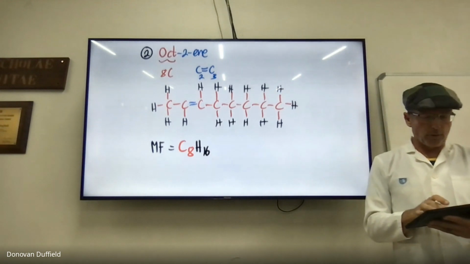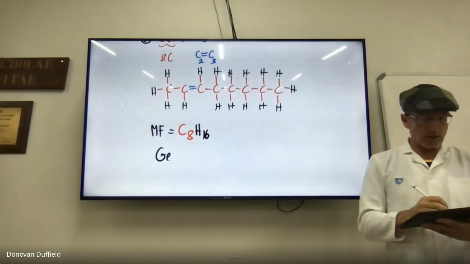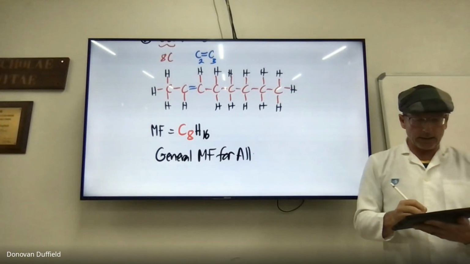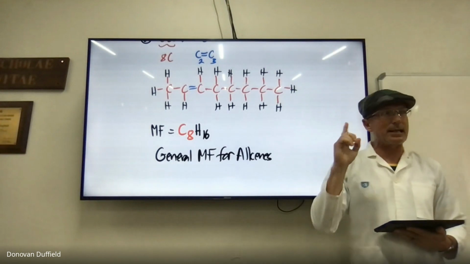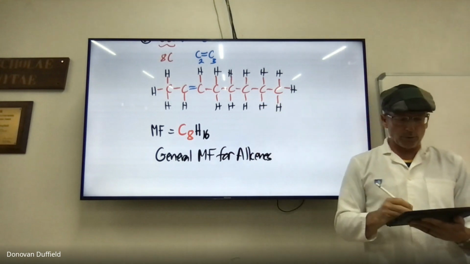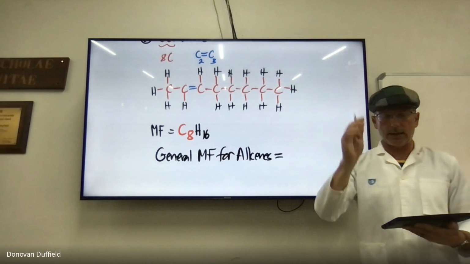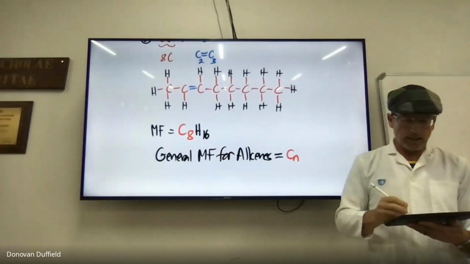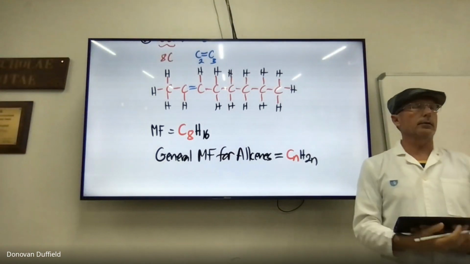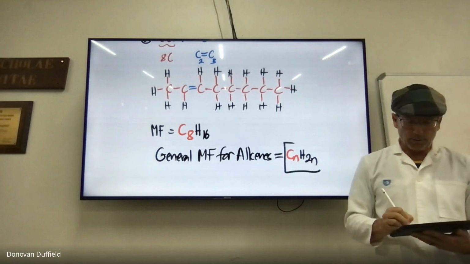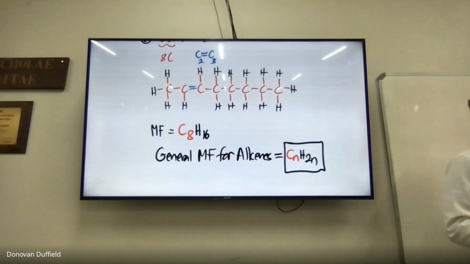In its general form, the general molecular formula for alkenes, but only alkenes with a single double bond, not dienes and trienes, for just a simple alkene with a single double bond, is going to be CnH2n. That is the general molecular formula for alkenes. Okay?